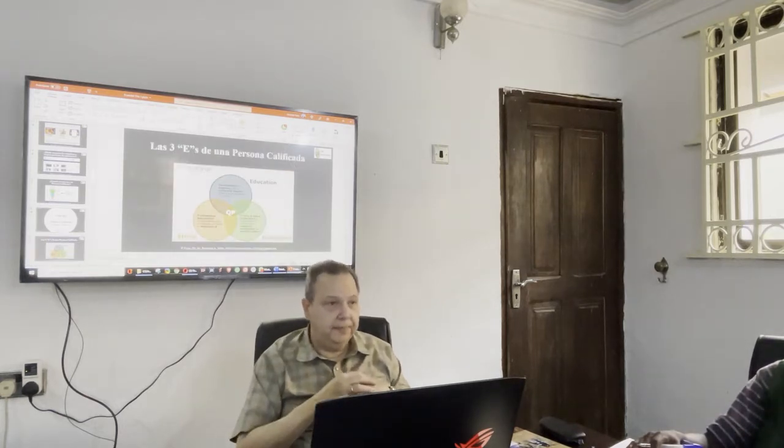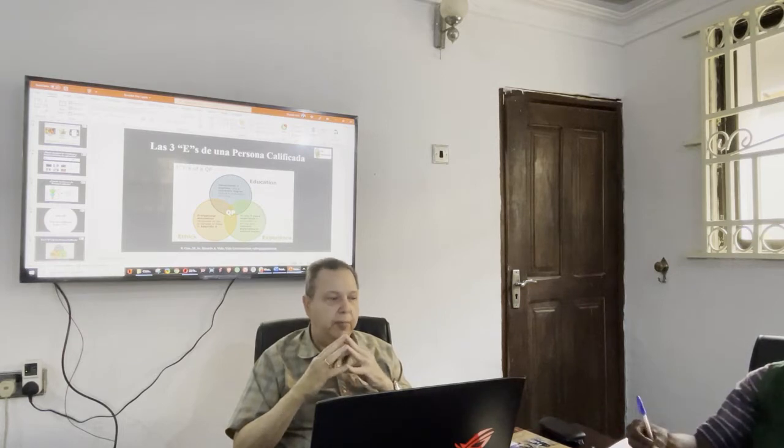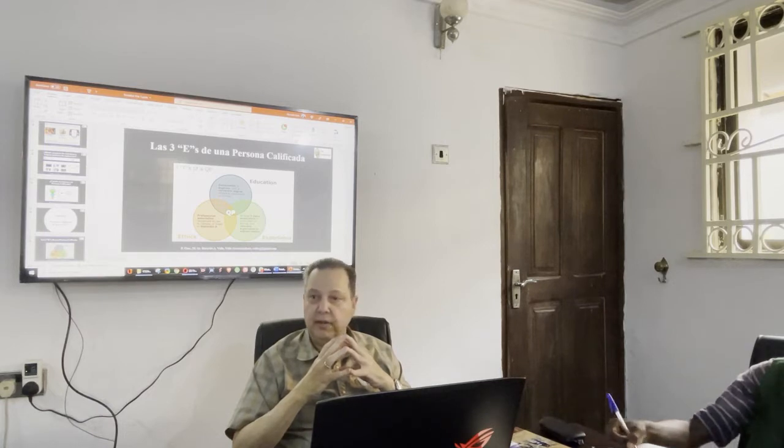The qualified person needs to have what is called the 3 E's: education, ethics, and experience. First of all, the ethics. You need to belong to a professional association with criminal and legal power to put you in jail or to fine you if you do work that is not good. And that is very important.